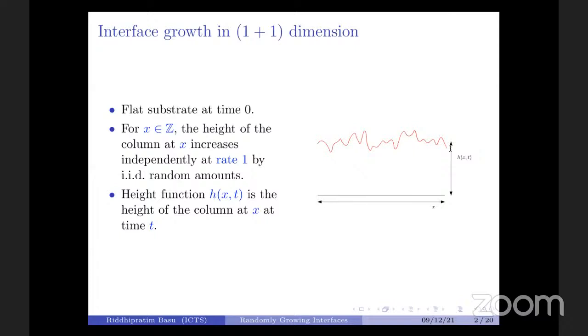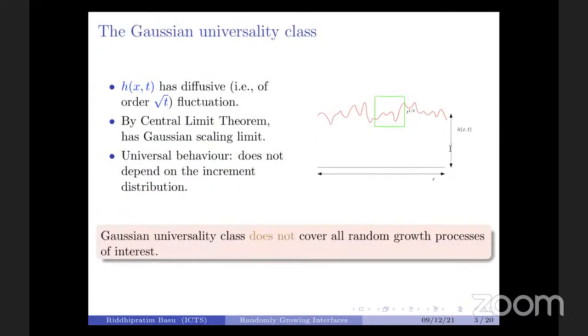It's actually quite easy to understand what happens to this random interface, because each column grows independently and the height of a particular column at time t is basically a sum of IID random variables. The central limit theorem tells you that the height is growing linearly in t, and around this mean the fluctuation is of the order of square root t. Once you subtract off the mean and divide by square root t, you get a standard normal distribution. That's the central limit theorem.